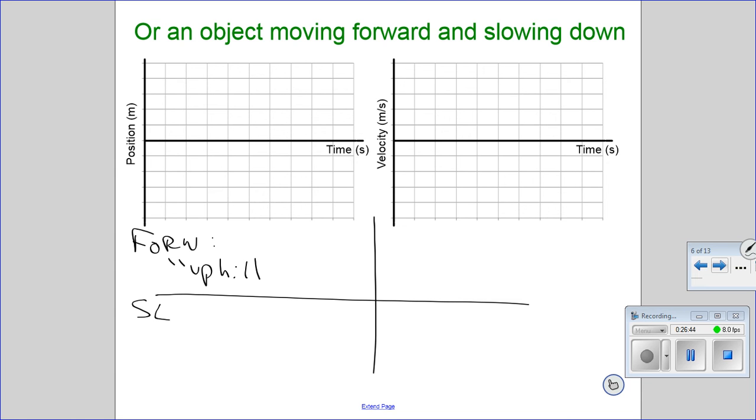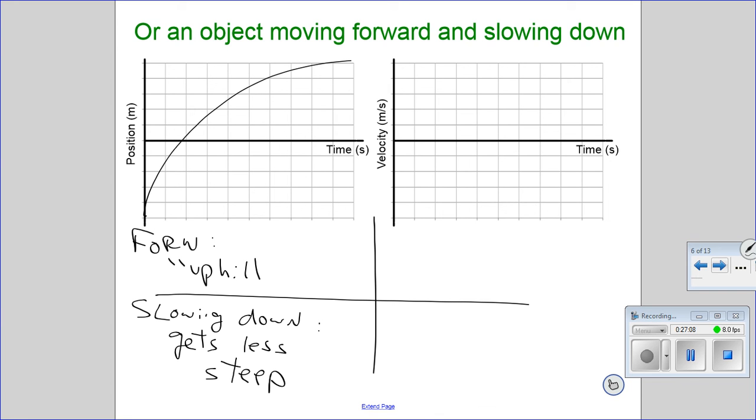And it's slowing down. So it should get less steep, more gradual, however you want to think of that, right? So it's going to get less steep. You could also write more gradual. So I need a thing that goes uphill and gets less steep. Uphill and gets less steep. At the beginning it's very steep, and then as it goes, it gets less steep. Make sense? Everybody good?